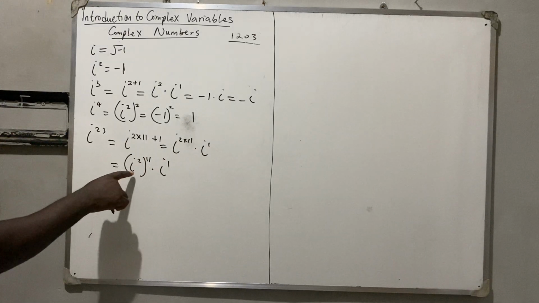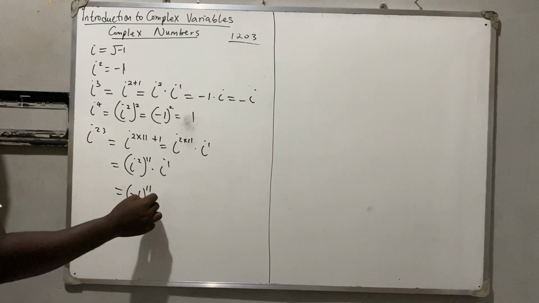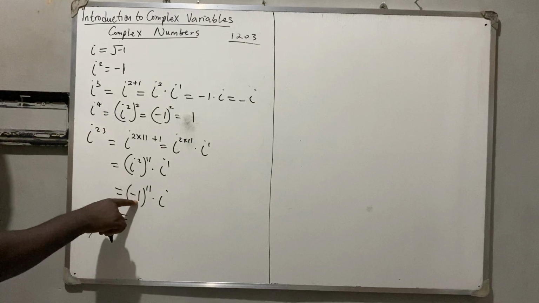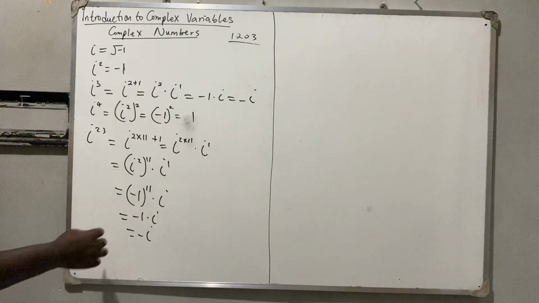Okay? So which is, I know that i squared is what? Minus 1. Then raised to the power that 11 multiplied by i. So which is what? When the power is odd, the minus will remain. So this is minus 1 multiplied by i, which is giving us minus i.